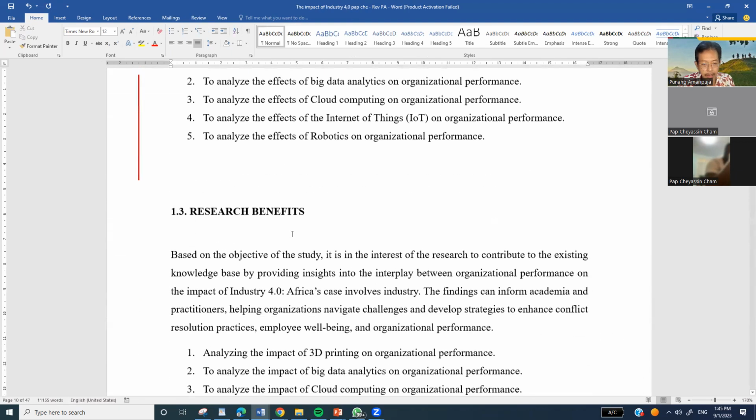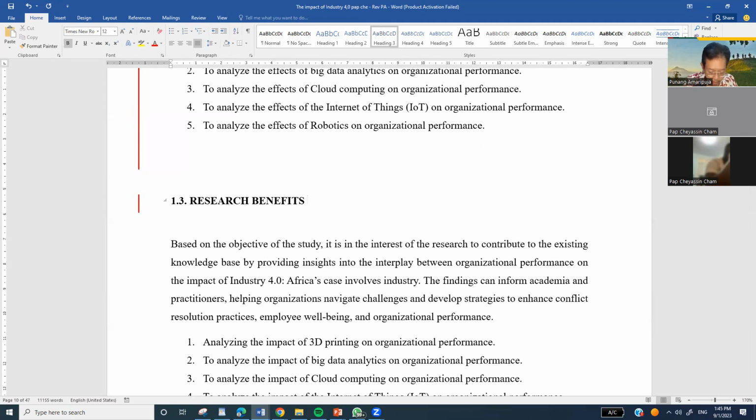Yes. And then our research benefits, it would be first, theoretical benefits, and then practical benefits. So how would this research be adding to the theory of the matter? And practical, meaning how would it benefit those industries? So what do they get from your research, the companies in Africa?